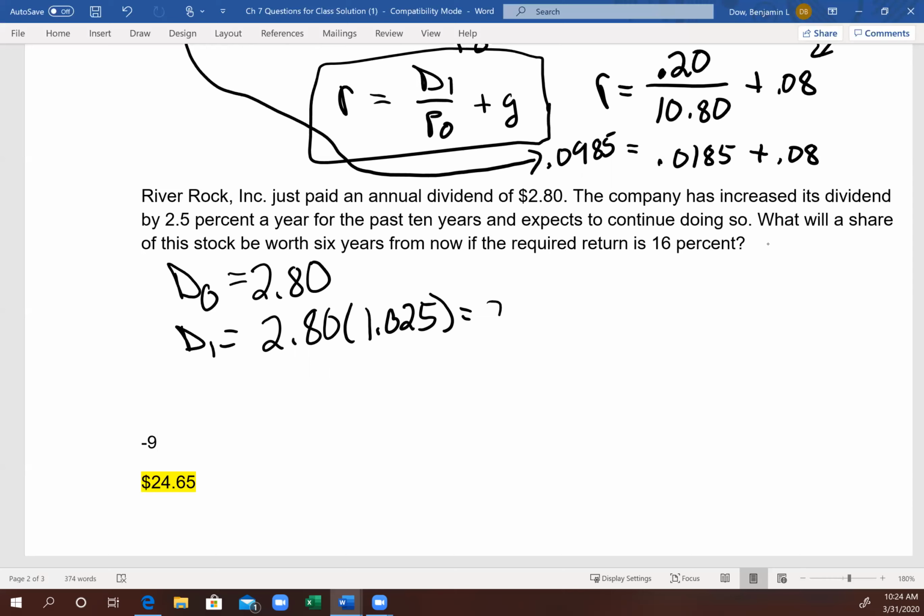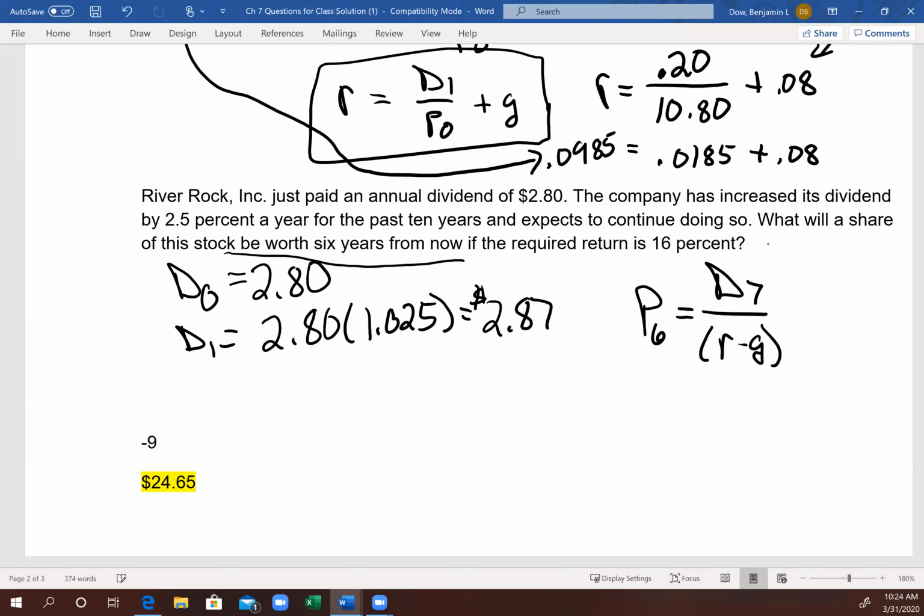The dividend next year is $2.87, and it expects to keep doing so in the future. What will this stock be worth 6 years from now? So in order to find P6, we're going to need D7. They gave us the required rate of return. They gave us the growth rate.